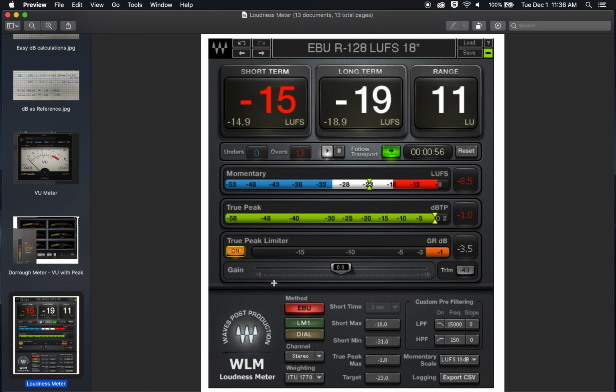Some other ones that are probably much newer. I'm sure they've been around for a little while, but these are loudness unit meters. That's what the LU stands for, and FS means full scale. And what that means is 0 dB on these is an actual clip.